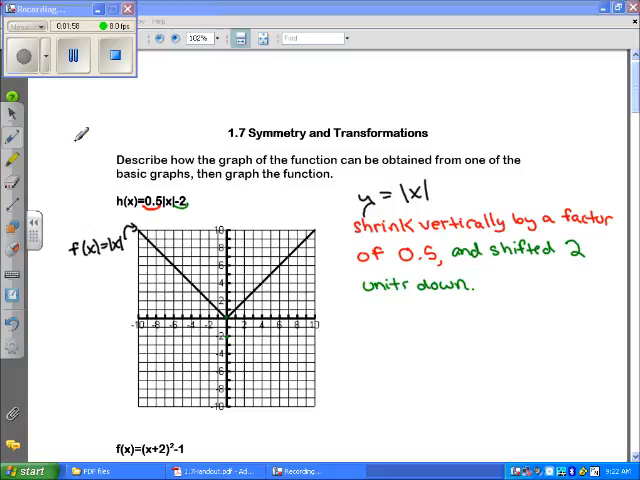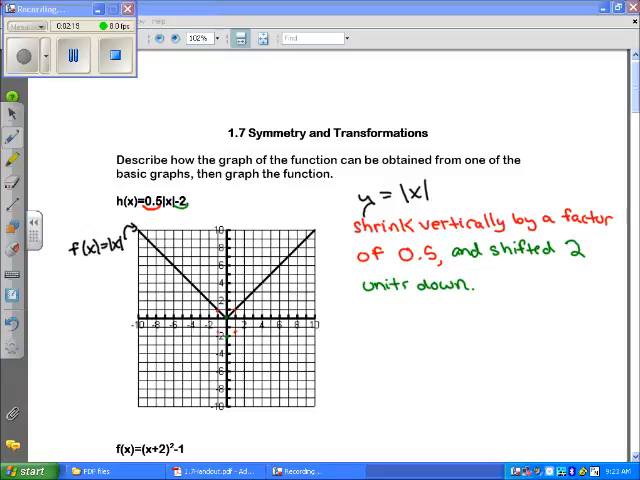For example, if I look at my original graph, if I look at this point right here, I can tell if I go over 1, I'm going to go up 1. Instead of going over 1 and up 1, I'm going to go over 1 and up a half instead. The same thing on the other side. Instead of going to the left 1 and up 1, I'm going to go to the left 1 and up a half.